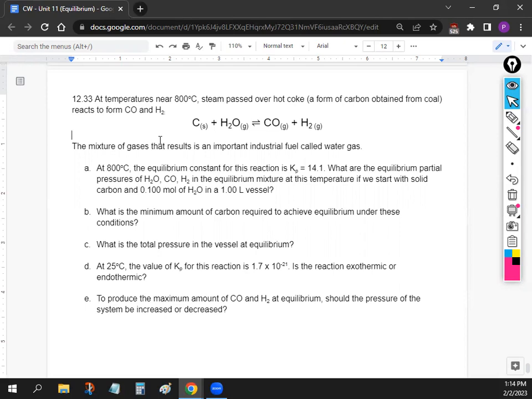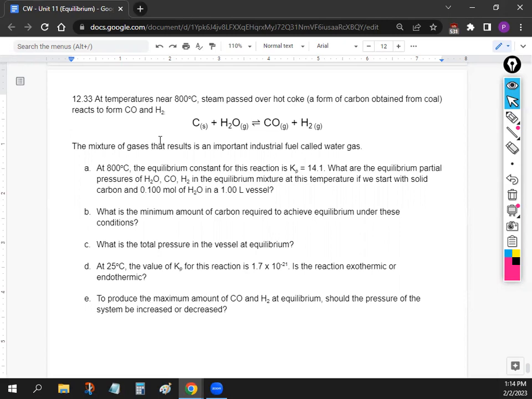Okay. So this is the scenario that we're looking at. At temperatures near 800 degrees Celsius, steam is passed over hot coke, not that coke, it's a form of carbon obtained from coal, and it reacts to form carbon monoxide and hydrogen gas.